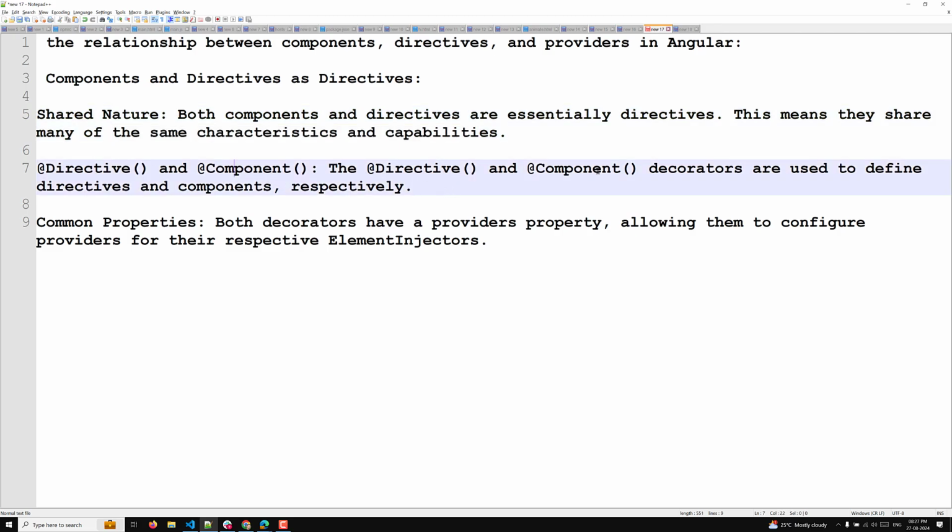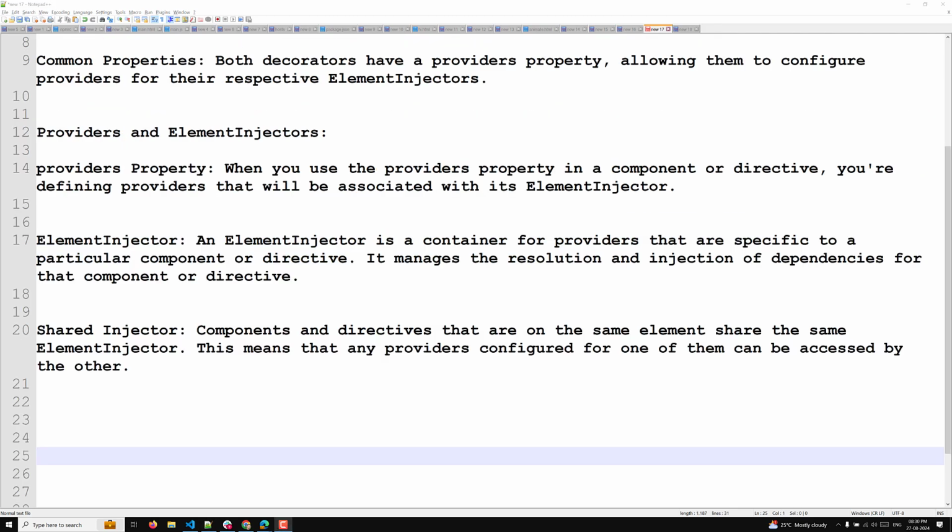The Directive and Component decorators are used to define directives and components respectively, as you people are already aware of. Both decorators have a providers property. So both the component and the directive have a providers property, allowing them to configure providers for their respective element injectors. So for the element injectors, we can add the provider elements for that.